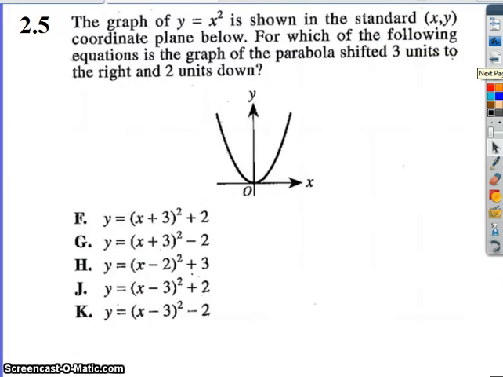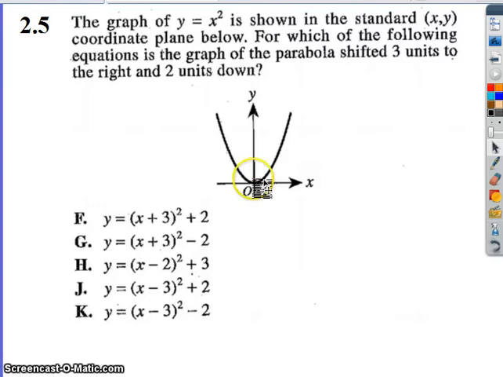Okay, 5. The graph of y equals x squared is shown on the coordinate plane. Which of the following equations is the graph of the parabola shifted 3 units to the right and 2 units down? Okay, the best thing about these problems is you just put the equations in your calculator and you literally look to see which one went 3 to the right and which one went 2 down. So you should not miss this question if you actually take the time to do it.